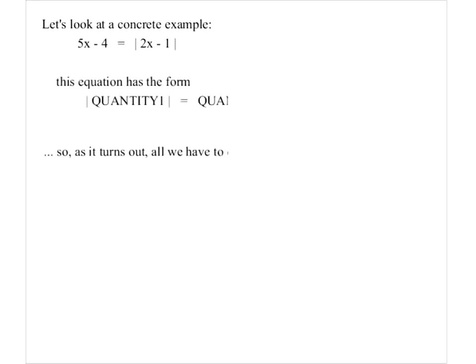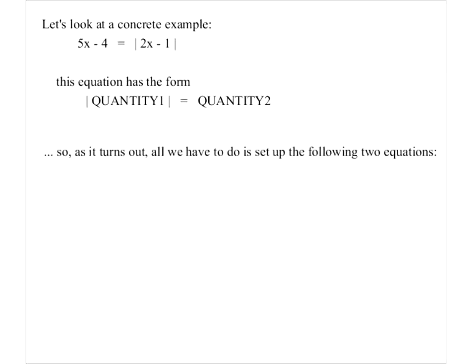Remember that there are only two possibilities here. So this equation has one of those forms. This equation has the form, I've switched this around a little bit. But the left and right sides of an equation are not distinct. You could write this the other way if you wanted to. So you could just switch these two sides around. You could put absolute value 2x minus 1 equals 5x minus 4.